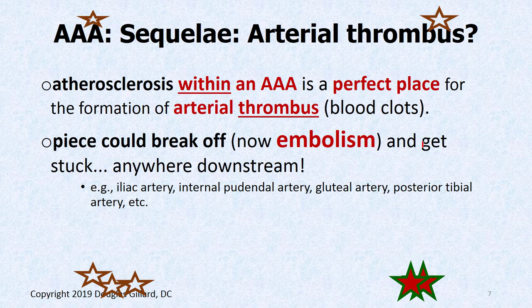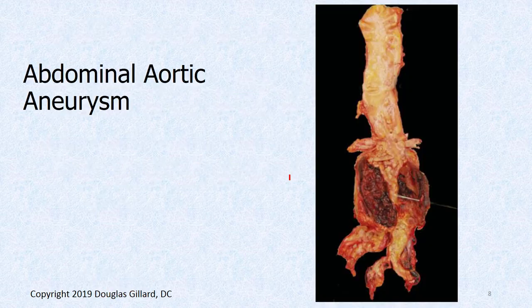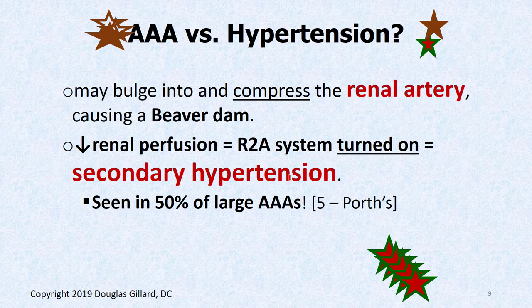What's the sequelae of thrombus? Well, atherosclerosis within the AAA is a perfect breeding ground for thrombus. So you can get emboli. Where are those emboli going to go downstream? Are they going to go to the brain? No. What's downstream from the abdominal aorta? Well, the iliacs, they may go into the internal iliacs. They may go down into the leg somewhere. They're probably not going to kill you. That's the least of your worries.